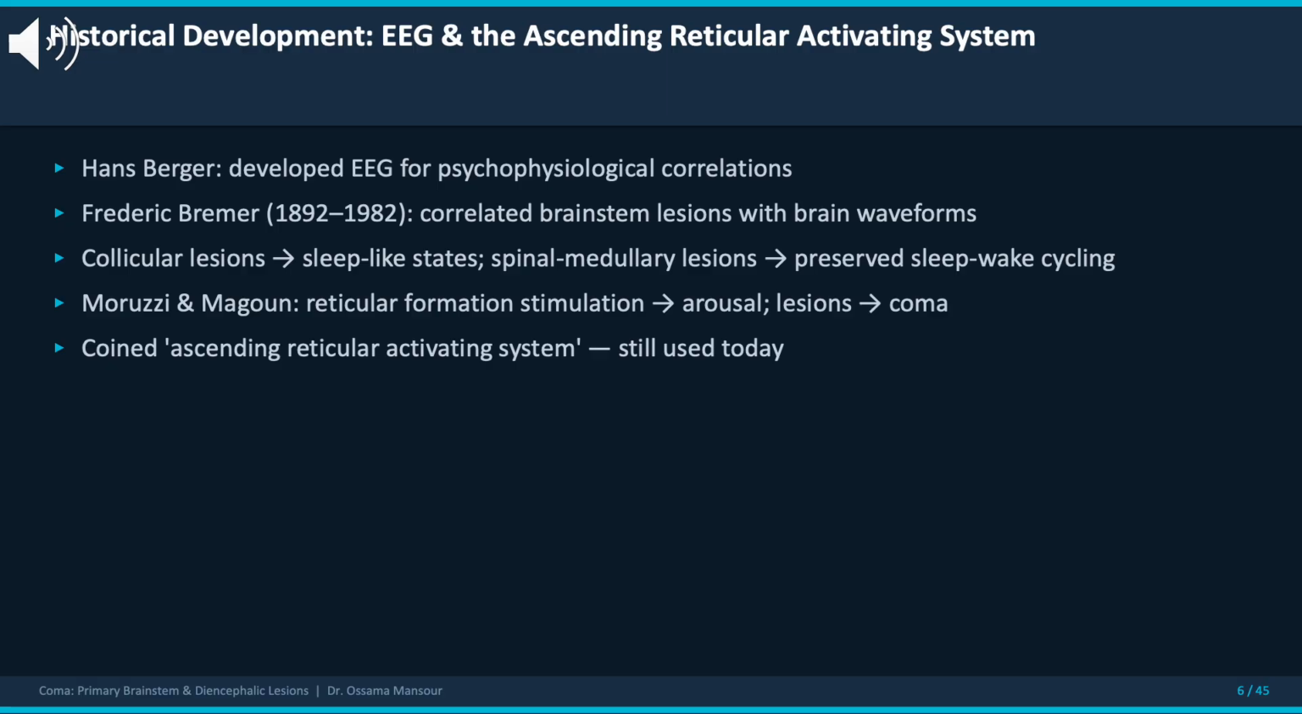The landmark work of Giuseppe Moruzzi and Horace Winchell Magoun in the mid-20th century definitively identified the reticular formation's role in arousal. Through elegant stimulation and lesion experiments, they demonstrated that electrical stimulation of the reticular formation produced arousal, while lesions produced coma. They coined the term ascending reticular activating system, a term we still use today to describe this critical arousal network originating in the brainstem reticular formation and projecting rostrally to the thalamus and cortex.